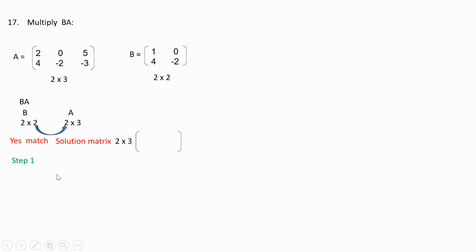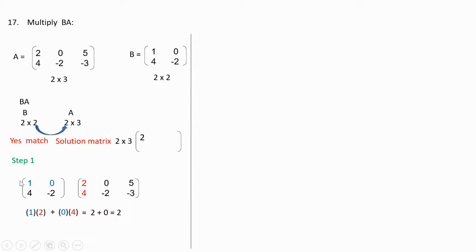So then, here's step 1, right? So I'm going to multiply this row 1 times every column here. Okay, so it's going to be 1 times 2, plus 0 times 4. Then we add them, it's going to be 2 plus 0, the answer is 2. So the 2 goes right there.